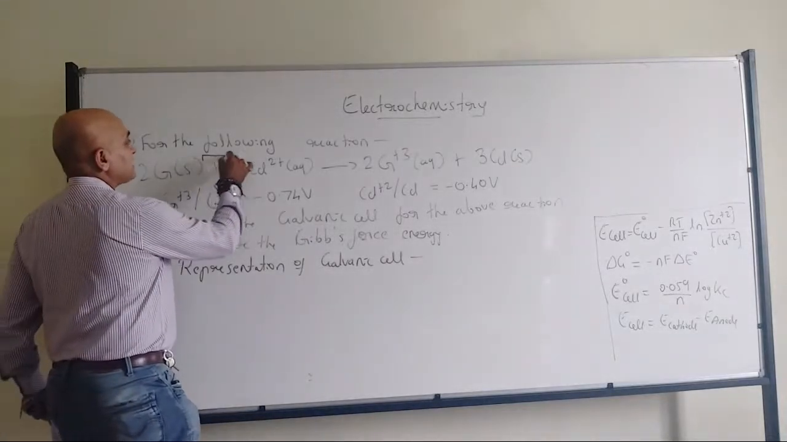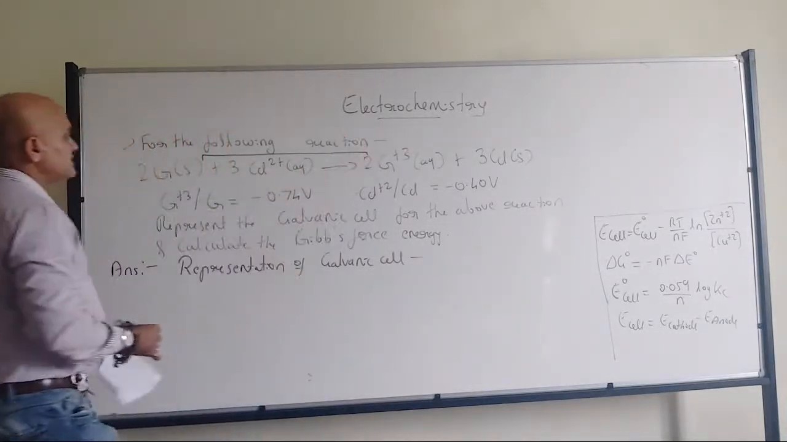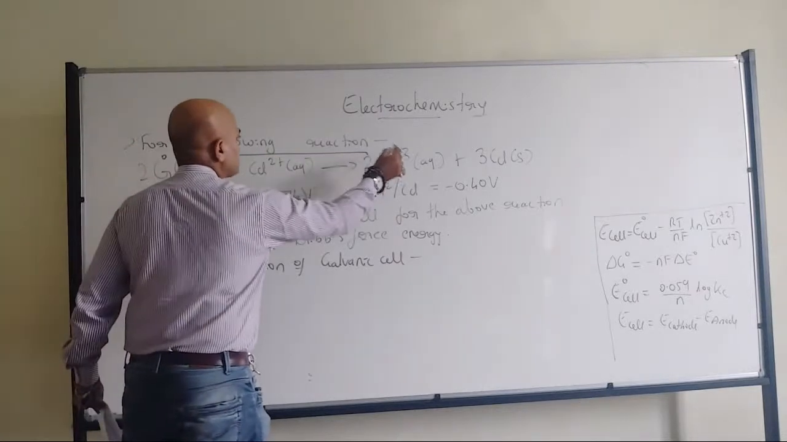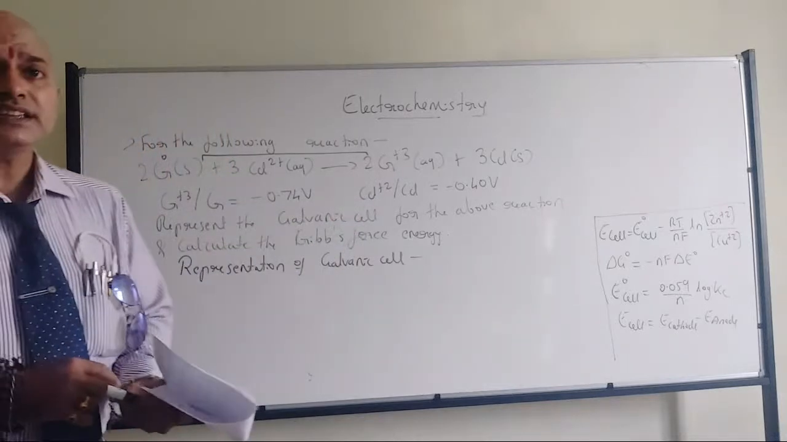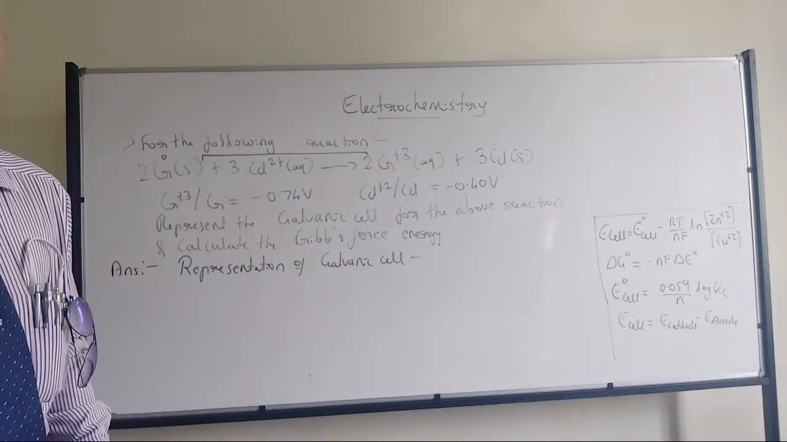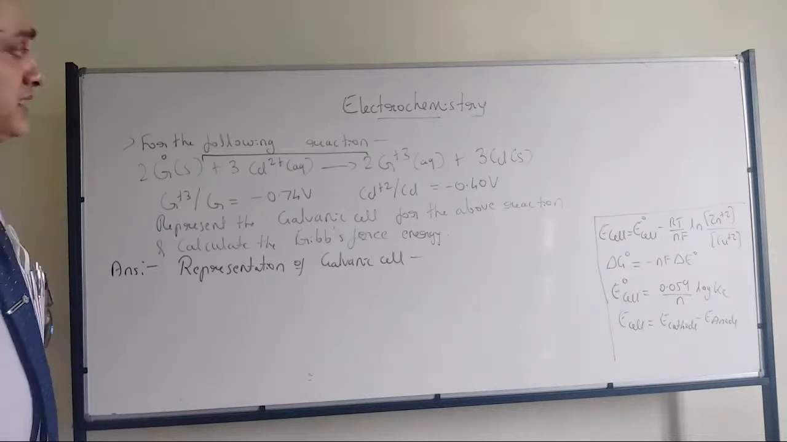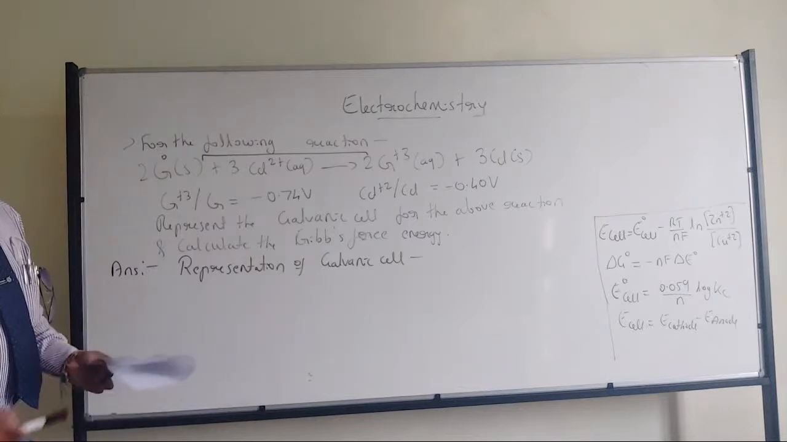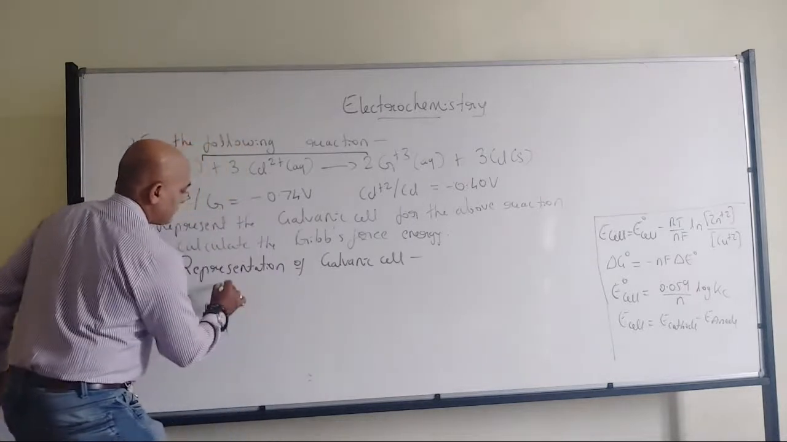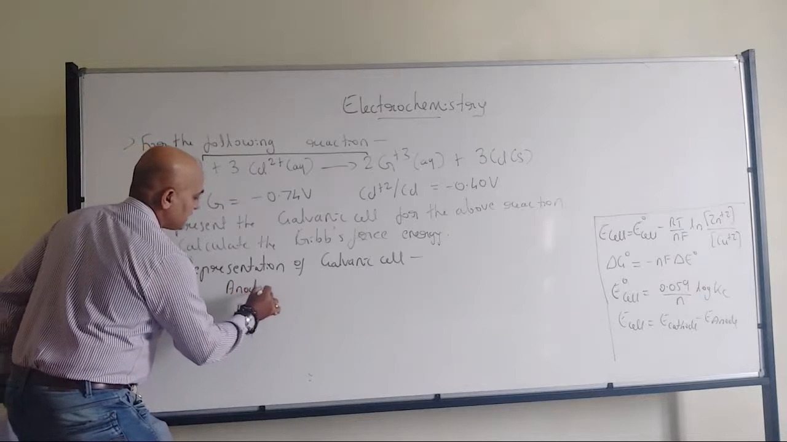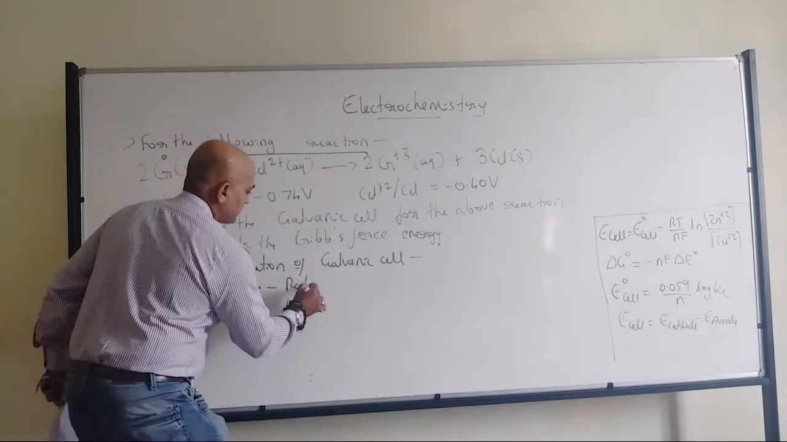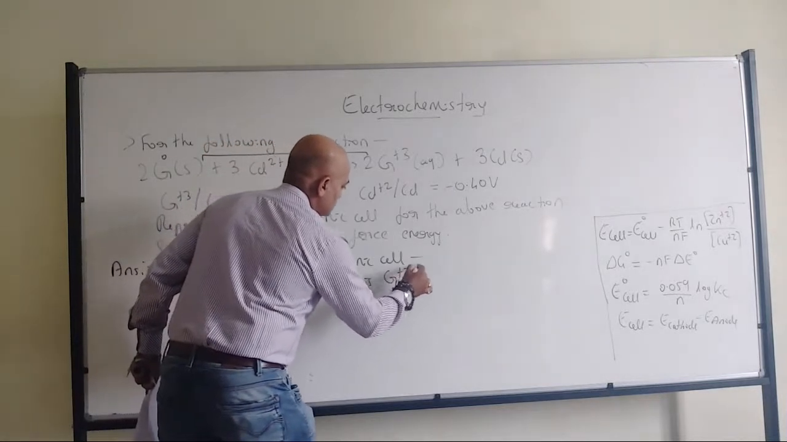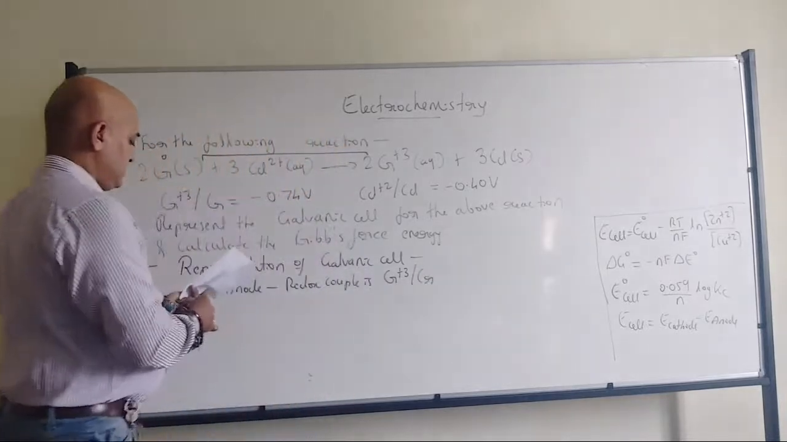Now we can see that chromium is the one donating the electron, because from 0 it is becoming plus 3. That means each chromium is donating 3 electrons. So the anode part should be this one. This should be the redox couple at the anode. Therefore, the anode redox couple is chromium plus 3 and chromium.